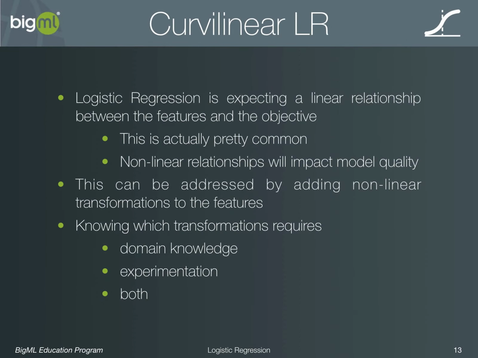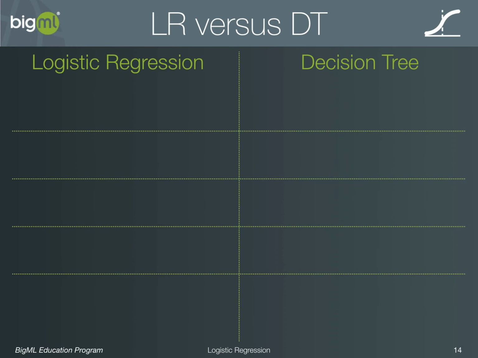So now that we have a pretty good understanding of what logistic regression is and how to configure it, let's take a moment to discuss how logistic regression compares to decision tree models and attempt to understand why we might choose one over the other.